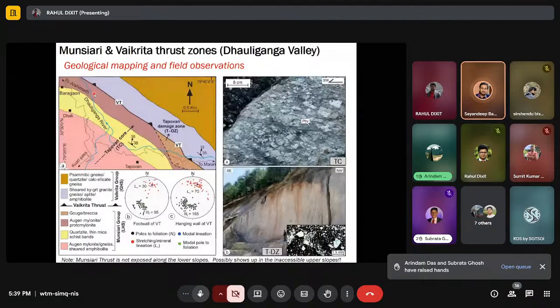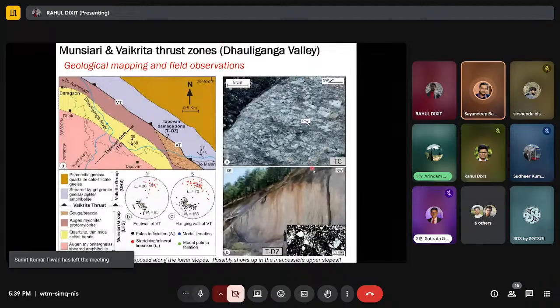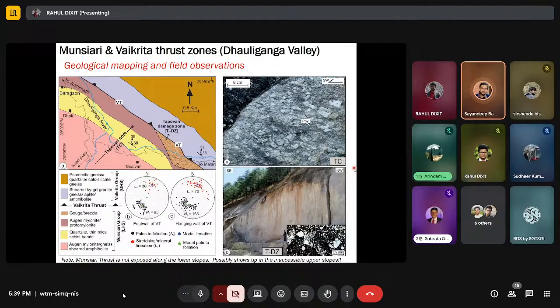You can also think in this way. This MCT zone, if I remember correctly, Professor Hari Bahadur Srivastava did some work early, in 2010 or 2012, where he referred to it as the MCT zone, not as a single one. He demarcated this as Munsiari, this as Vakrita. He has also used the same nomenclature, but said that there are several.